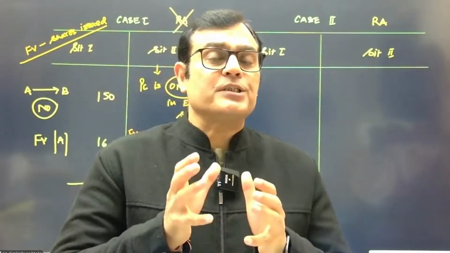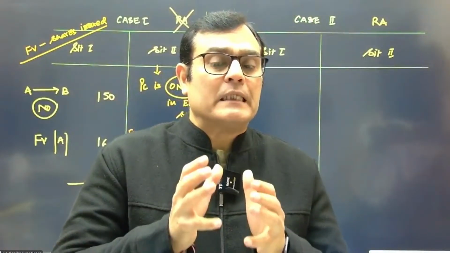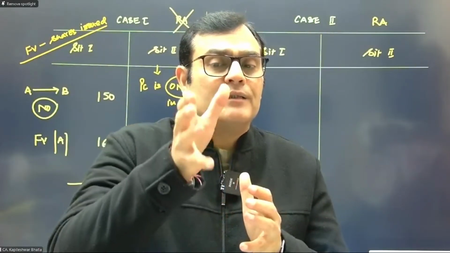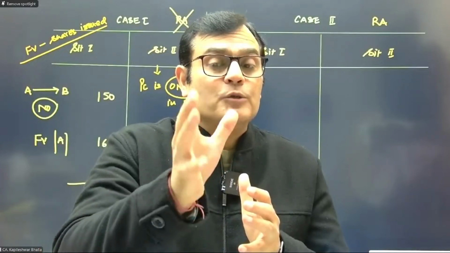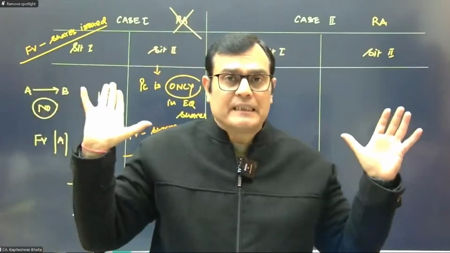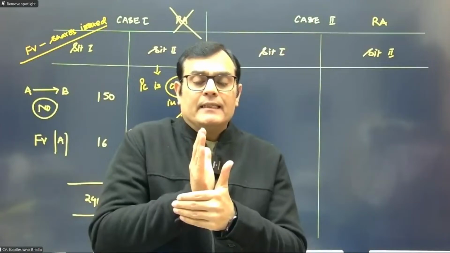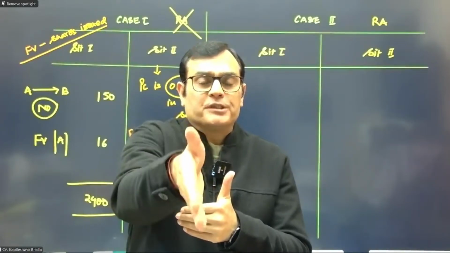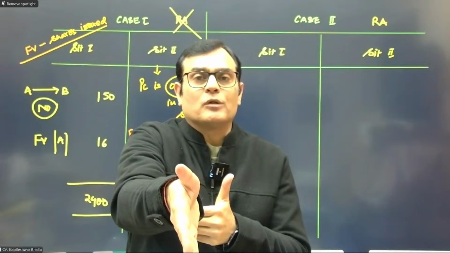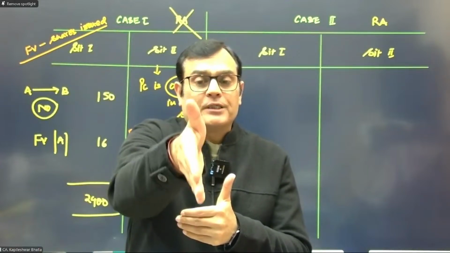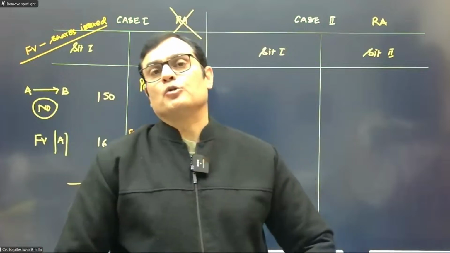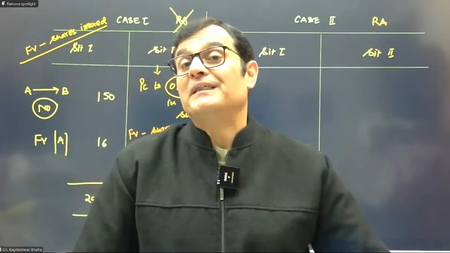So the standard says to use the more reliable measurement when the consideration is given in shares. Don't see what you are giving. See what you are acquiring. So watch the movement, clear? A Limited is telling the shareholders of B that I'll give you 150 shares in my company. This is what I gave. But in return for giving these 150 shares, what do I get? I get the control over the 60 shares of B.